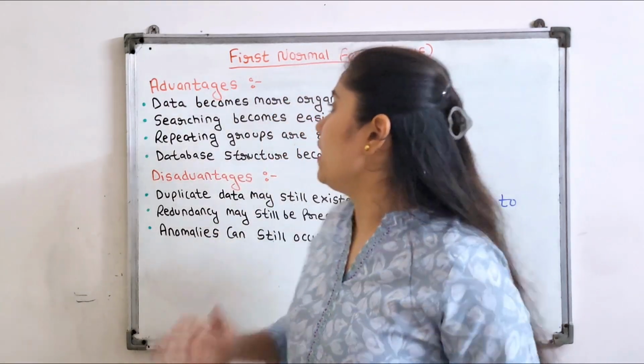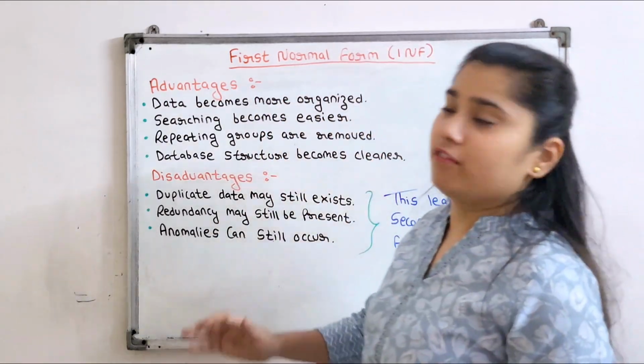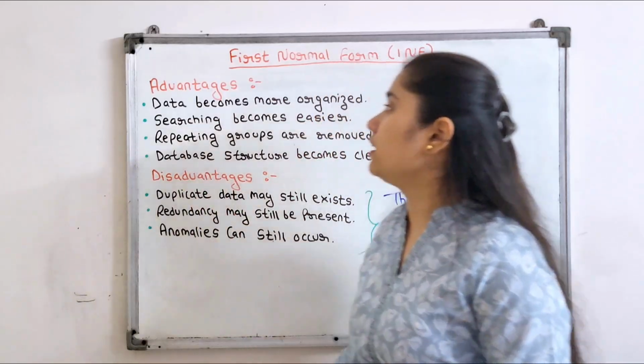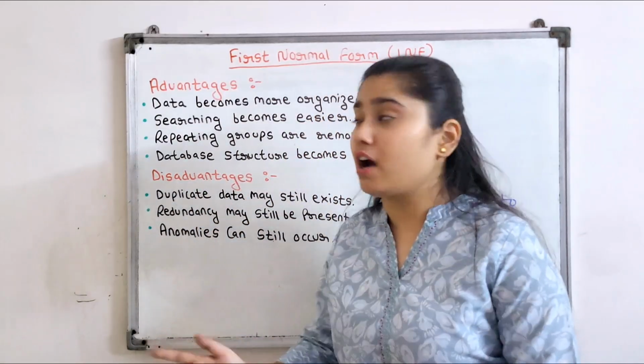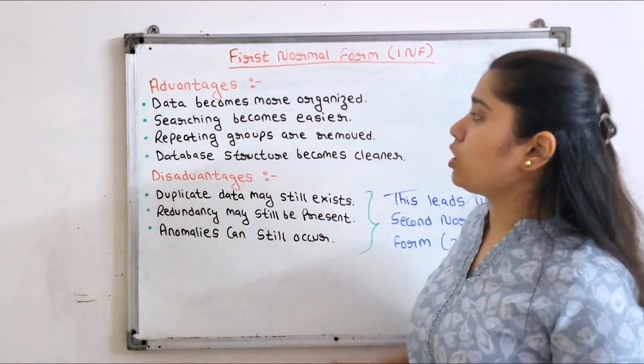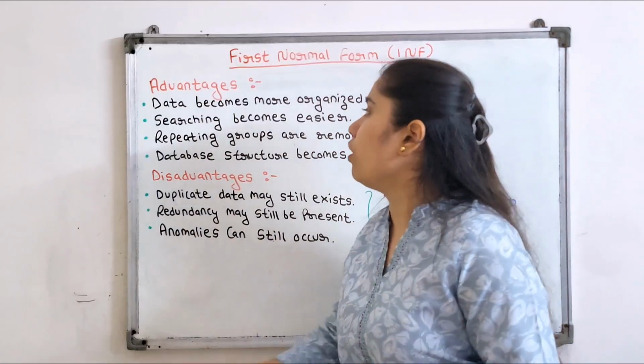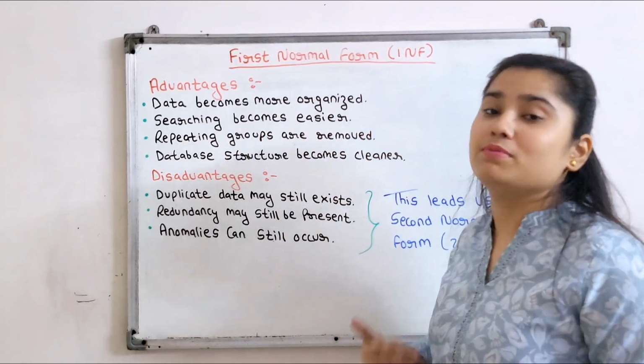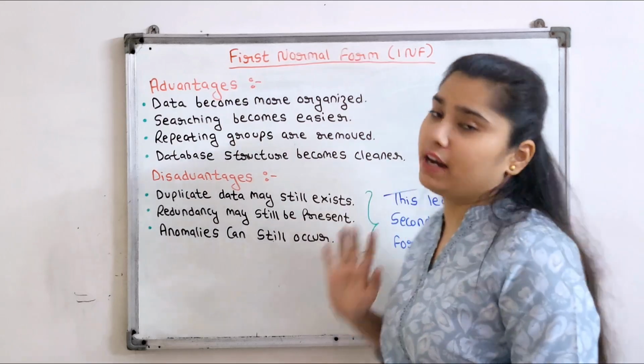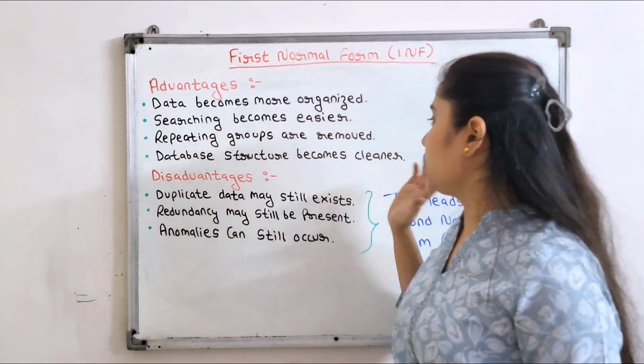Yes, now let's discuss the advantages and disadvantages of the first normal form. What are the advantages? The data becomes more organized. After converting into the first normal form, our data becomes much more organized and searching also becomes easier, repeating groups are removed, and the database structure becomes cleaner.